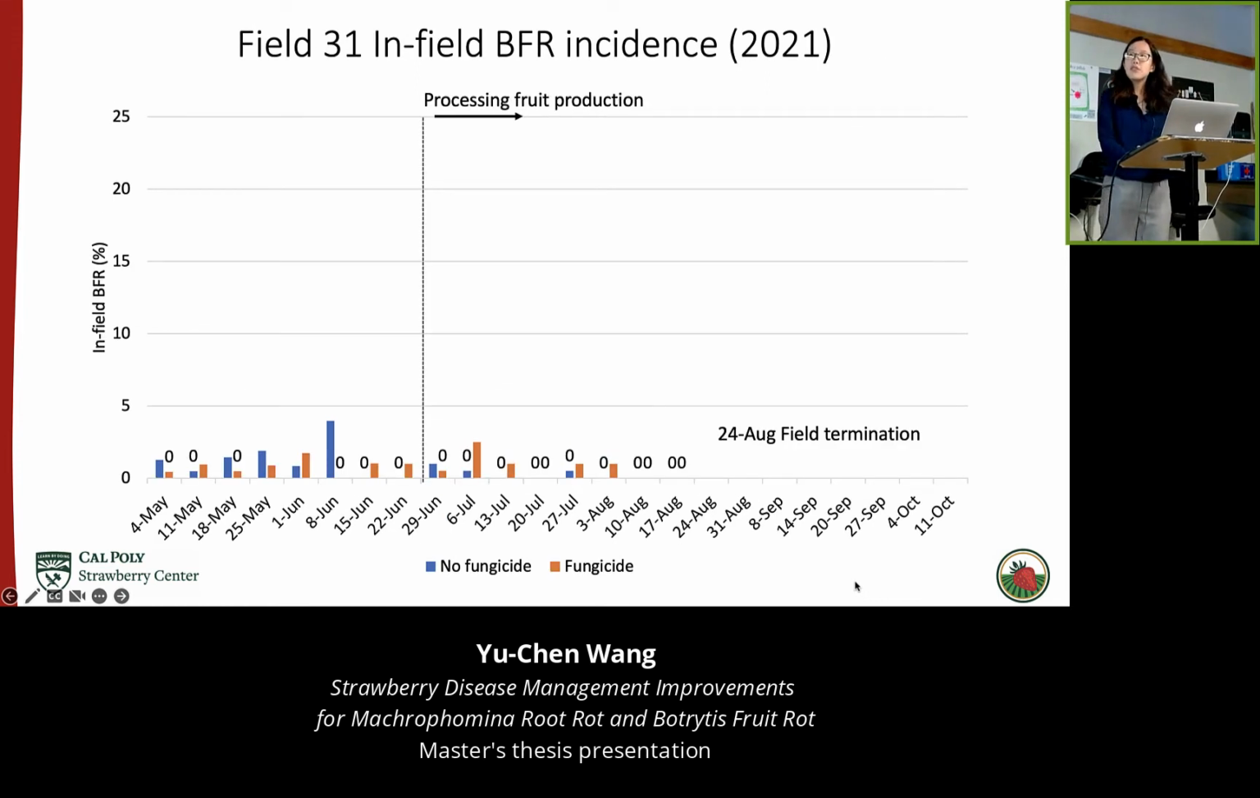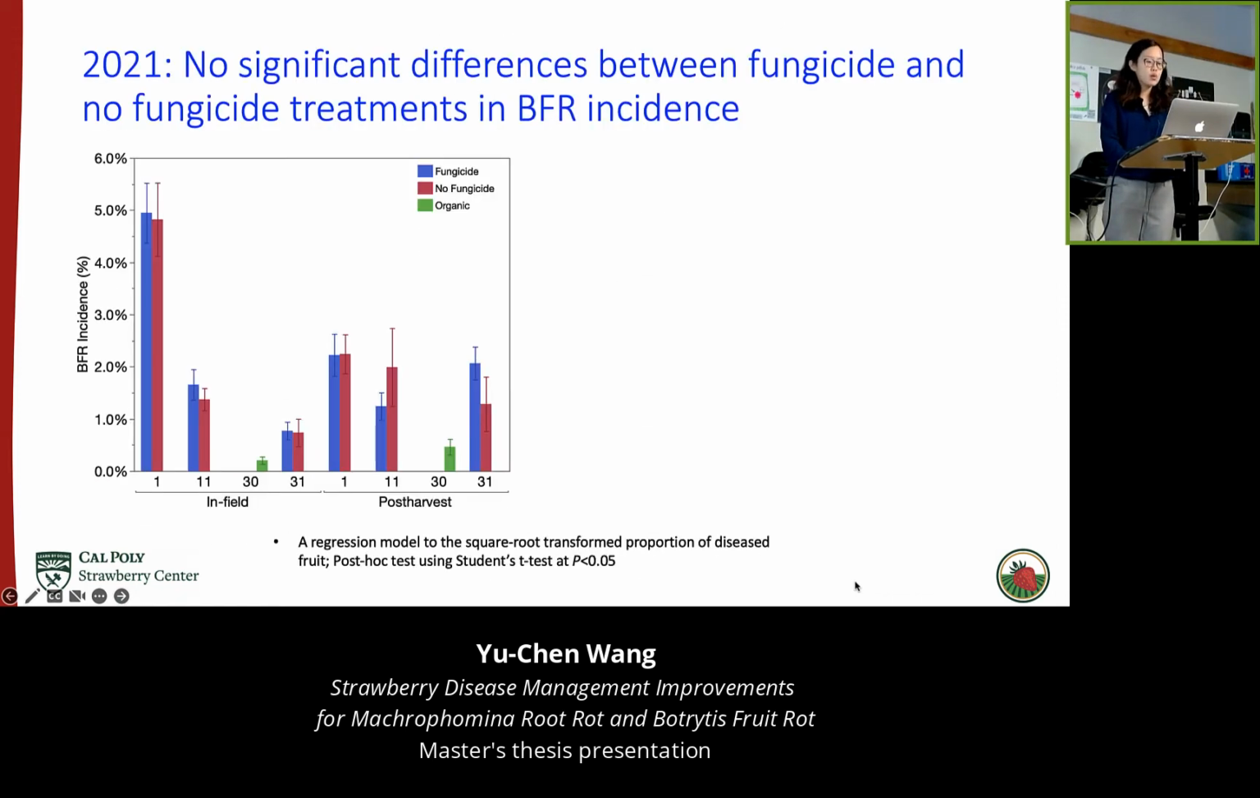And for the in-field, field 35, the in-field Botrytis fruit rot incidence shown here, you see a lot of 0. It's a drier field, the incidence is low in the field, and it's low in the post-harvest as well.